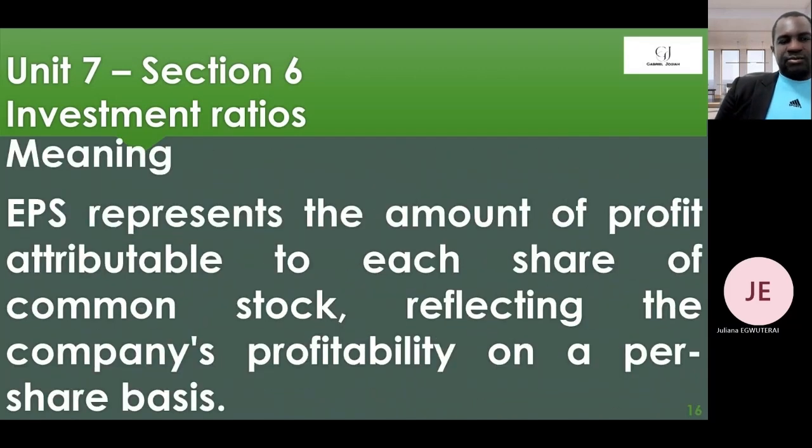Okay, so let's look at what it means quickly. Earnings per share represents the amount of profit attributable to each share of common stock, reflecting the company's profitability on a per share basis. So if you have 1 share in that company, you automatically have improved value in 2020 by 14 kobo. So your share will now be valued at 1 naira 14 kobo.